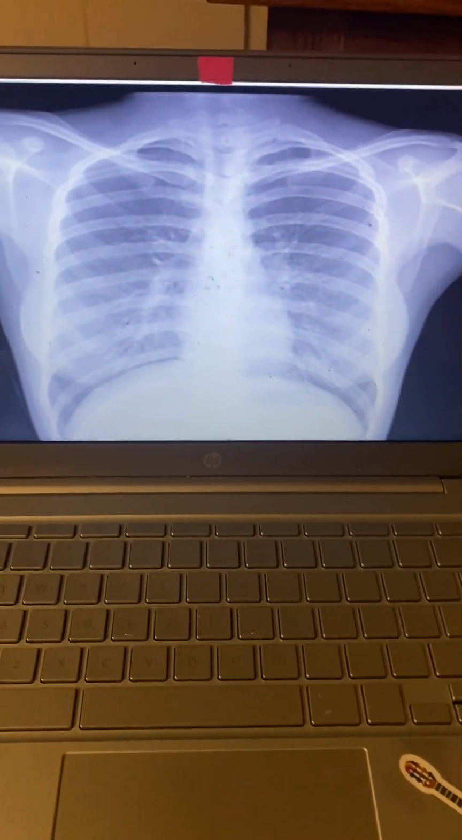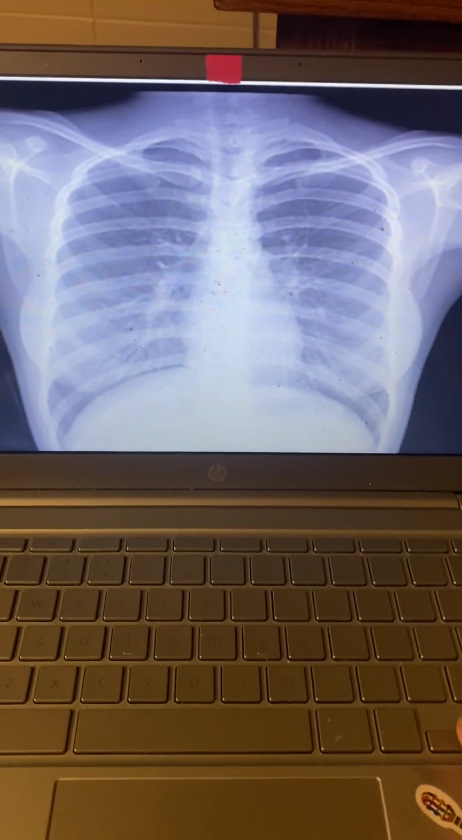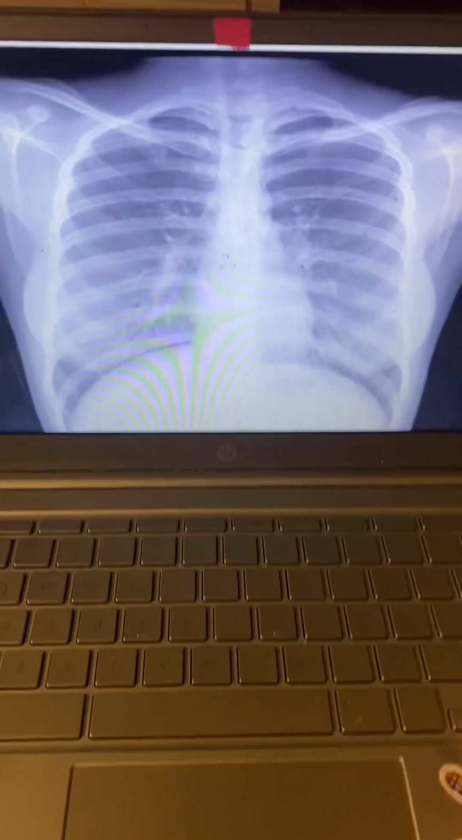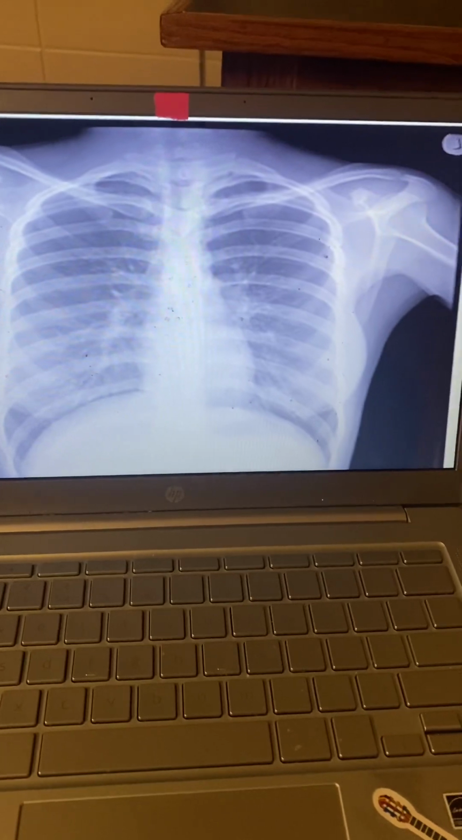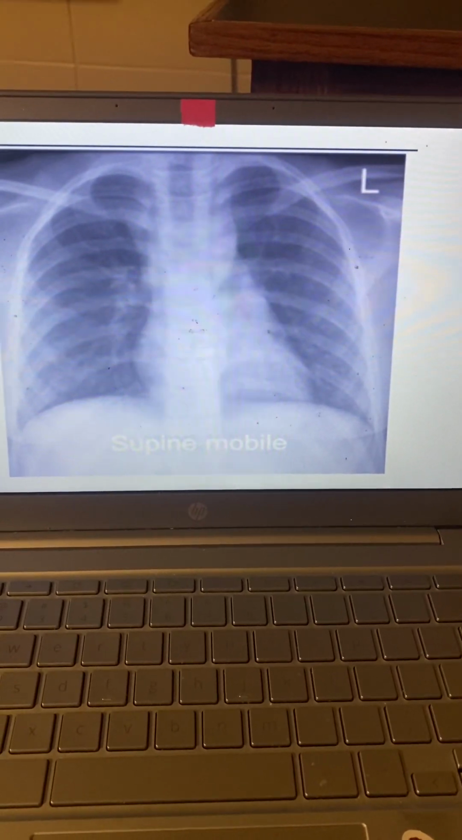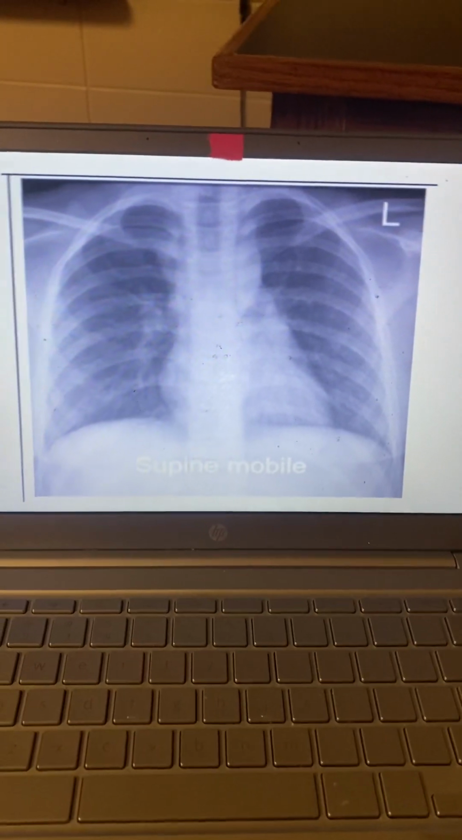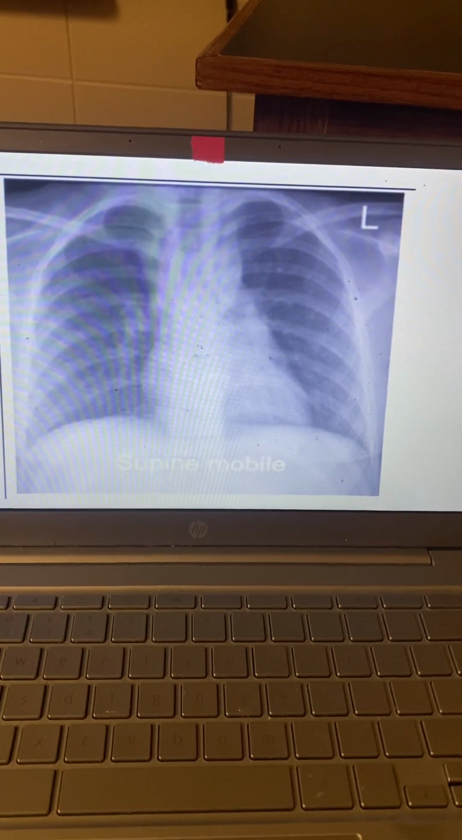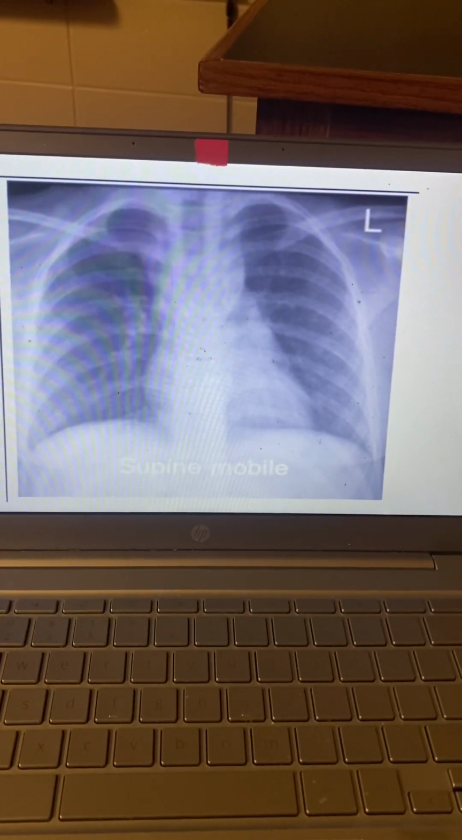So this right here would be a posterior to anterior film, and that means that the beam goes from the back to the front. This next chest x-ray is an anterior to posterior, meaning that the beam goes from the front to the back of the patient.